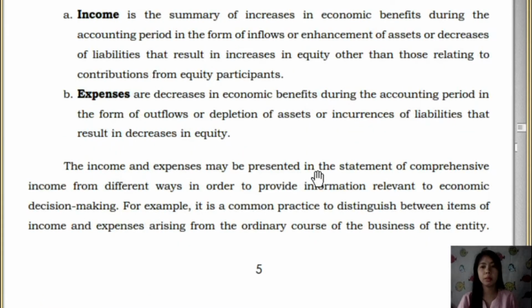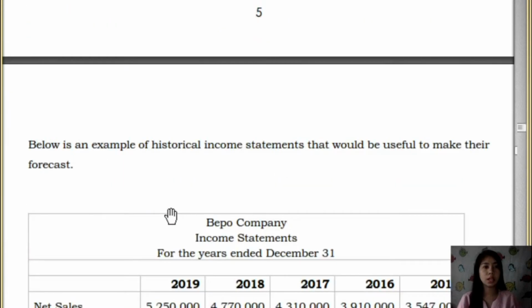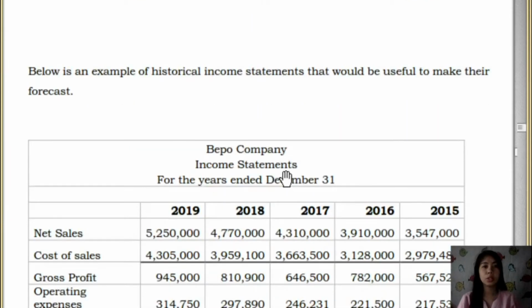Okay. Income and expenses may be presented in the statement of comprehensive income in different ways, in order to provide information relevant to economic decision making. So, using this, we can decide. So, as we mentioned in Module 1, decision-making activities in finance use the accuracy of accounting data. Okay? Next, this is just an example of a historical income statement, which will be useful in forecasting. As I mentioned earlier in sales forecast, ito nga siya. So, nasa taas lagi si sales, kaya siya yung pinaka-importante.